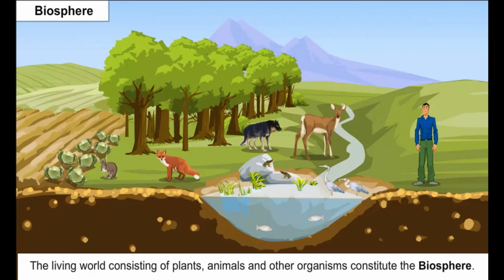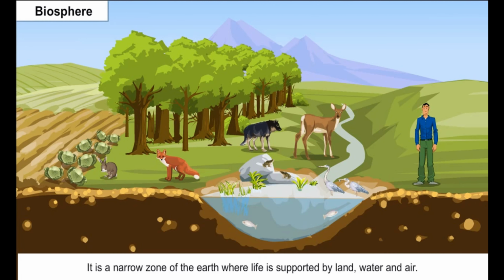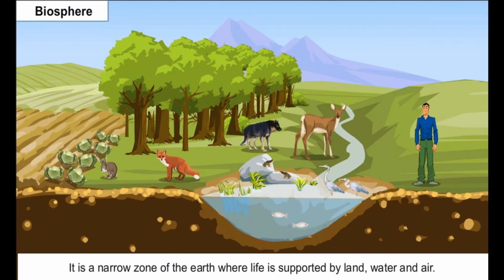The living world consisting of plants, animals, and other organisms constitutes the biosphere. It is a narrow zone of the Earth where life is supported by land, water, and air.